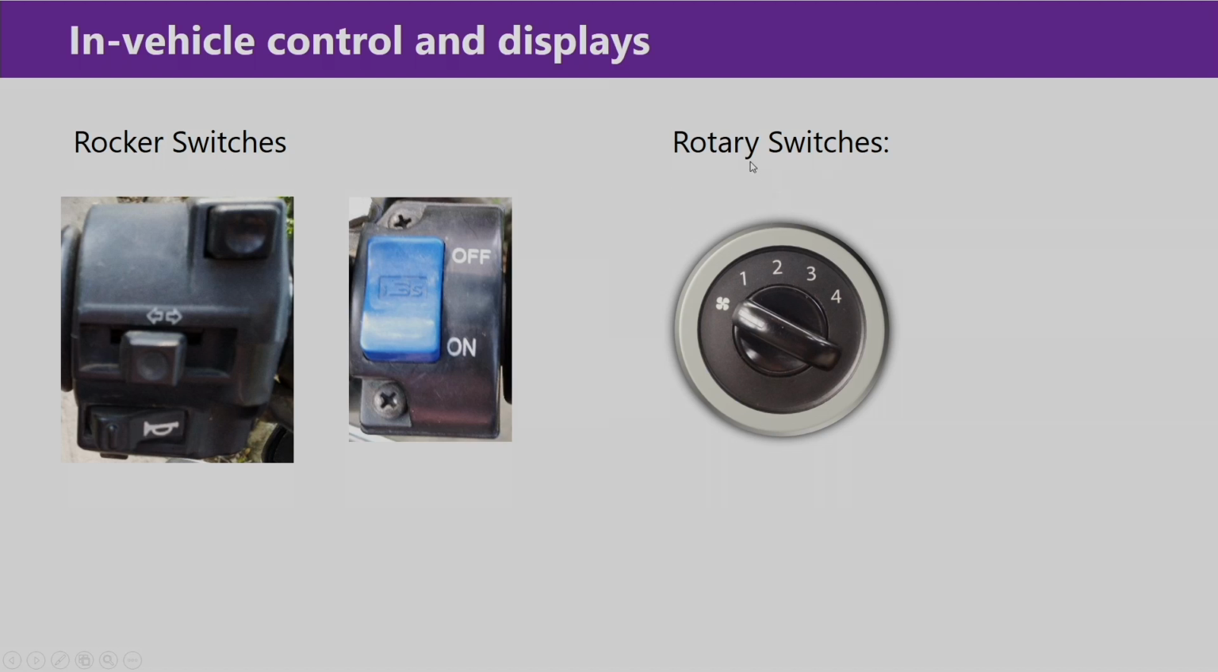On the other hand, there are different types of rotary switches. This is an example of fan control. When this knob is rotated clockwise, we can increase the fan speed, and while moving it in the anti-clockwise direction, we can reduce the fan speed and turn off the fan also.